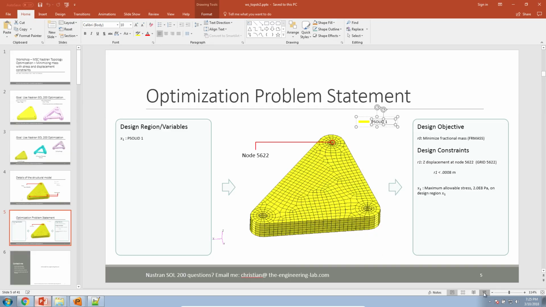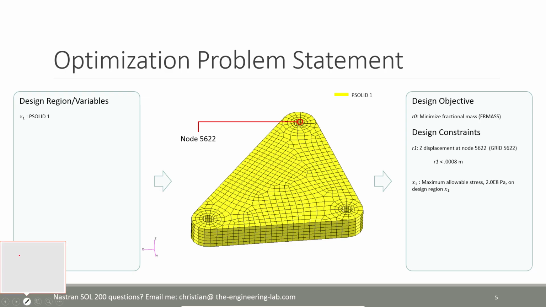Now, what about our objective? We're going to minimize the fractional mass. If you've seen some of my other videos, usually we are trying to minimize the compliance. Recently, there was a new capability in Nastran that allows us to actually perform topology optimization and set the objective as minimizing the mass. Also new in that Nastran release is the ability to create stress constraints. So we'll apply stress constraints. We will also apply displacement constraints.